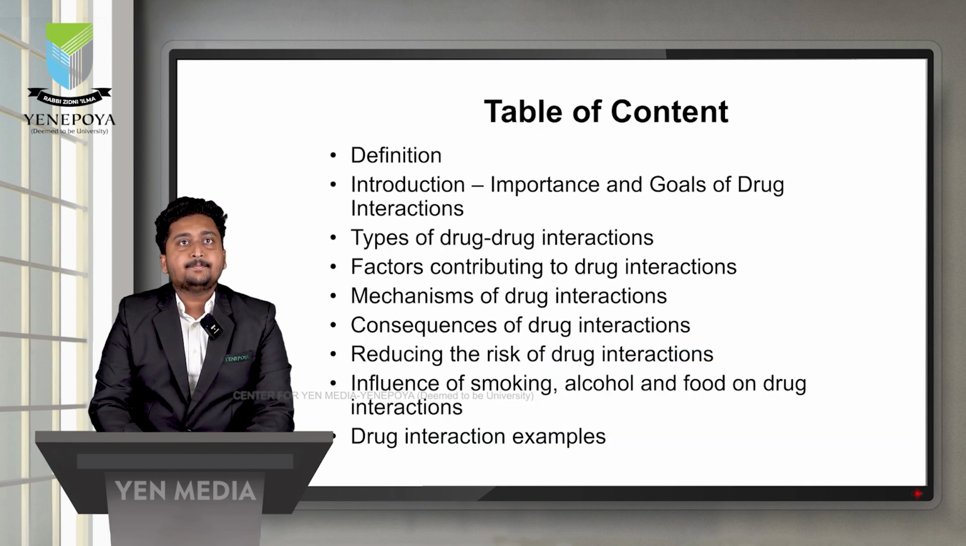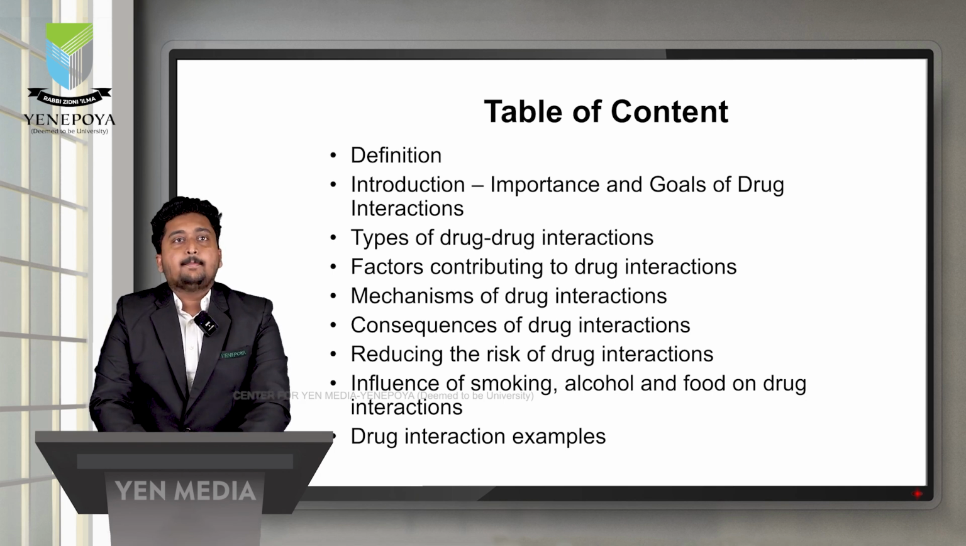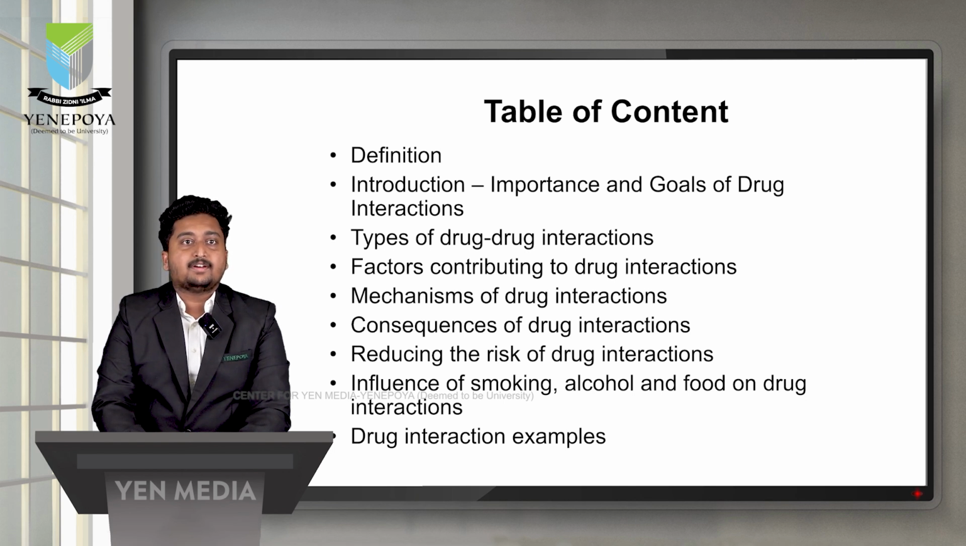So let us begin. So these are the table of contents which includes definition, introduction, the importance and goals of drug interactions, types of drug-drug interactions, factors contributing to drug interactions, mechanisms and consequences of drug interactions, reducing the risk of drug interactions, and finally, how smoking, alcohol and food will affect drug interactions.